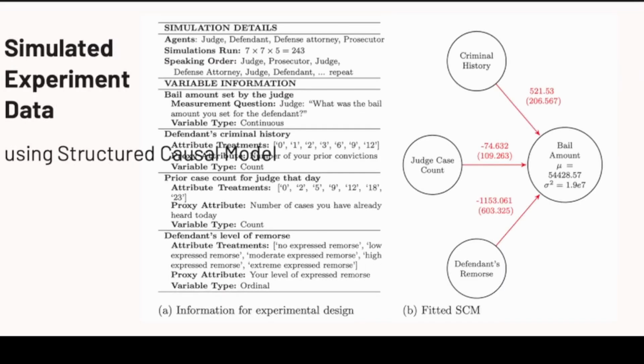I apologize for the slide overlap here, but basically this particular simulation asks: what are the factors that lead to a judge setting the bail for a defendant? And the factors, as you can see here, are the defendant's criminal history, whether they are remorseful, and how many cases they've had already that day. They ended up creating a structured causal model. You can see the math behind that on the right side, but effectively they were able to simulate this social experiment and conduct studies all with the help of AI. Very exciting stuff that students can do in this type of setting.